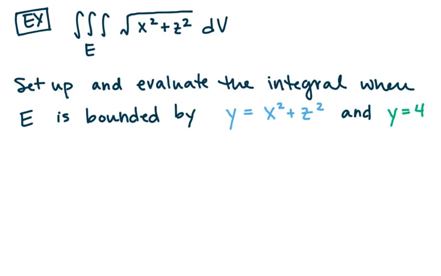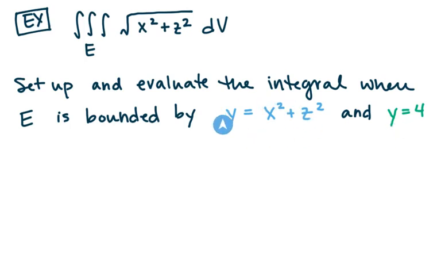Hello friends! Now we are going to set up a triple integral and solve it. We have this triple integral over the solid E of the function square root of x squared plus y squared. We want to set this up and determine what our region looks like. E is bounded by y equals x squared plus z squared as well as y equals 4.